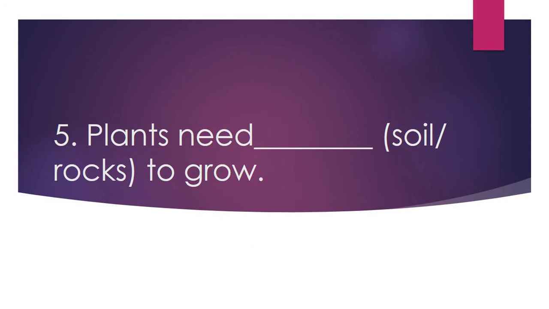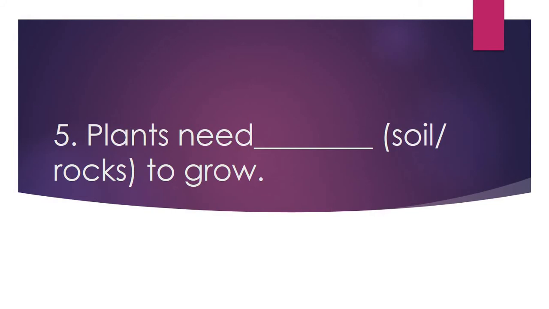Moving on to number 5. Plants need dash to grow. Options are there in the bracket right after the blank. Soil or rocks. Plants need dash to grow. Please write your answers. Options are soil or rocks. Okay, I hope that you are writing your answers properly and that you are not making any kind of spelling mistakes or silly mistakes. Even the options are there.